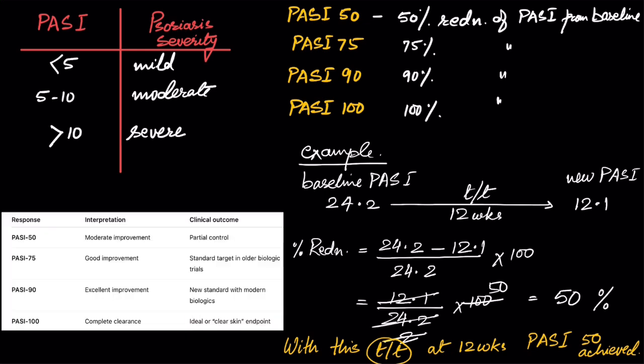So for your reference, this is the table. PASI 50 means moderate improvement, that is partial control. PASI 75 means good improvement. PASI 90 means excellent improvement. And PASI 100 is the complete clearance. That is the ideal clear skin that should be achieved. PASI 75 is the standard target in older biologics, while for newer ones, the target is PASI 90.